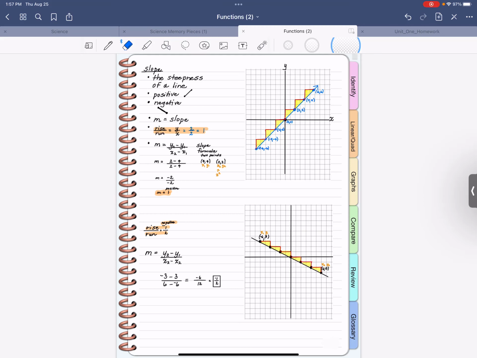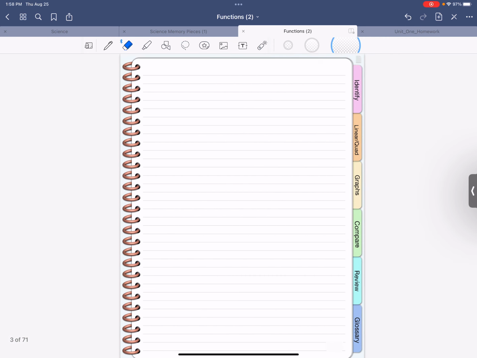Look at how much you've already recalled. Again, if you're not comfortable with slope, I want you to stop right now and talk with your instructor until you are comfortable with slope. But once you are, let's go ahead and look at some more things here.